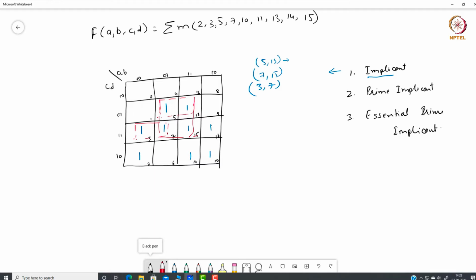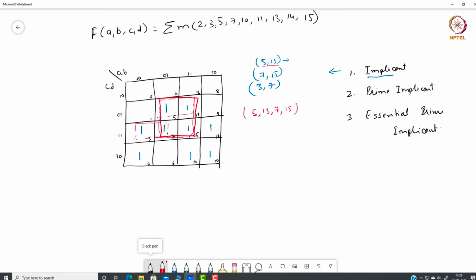No, because 5 and 13 can further be combined with 7 and 15 to form a bigger cube. Because a bigger cube can be created out of 5, 13, 7 and 15, so 5 and 13 cannot be a prime implicant. But then the next question is this: let's say 5, 13, 7 and 15. Is it a prime implicant?